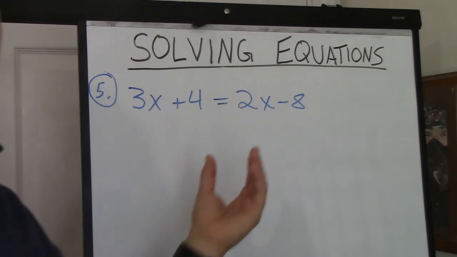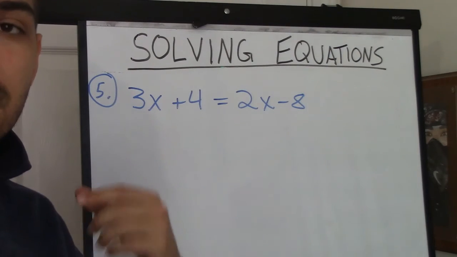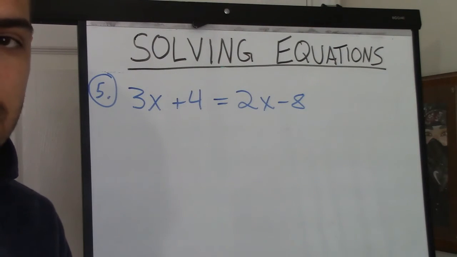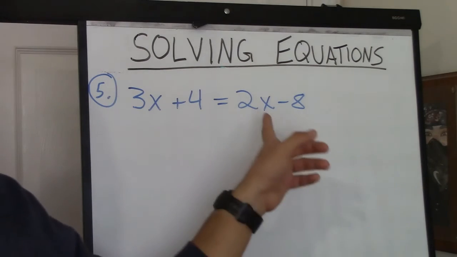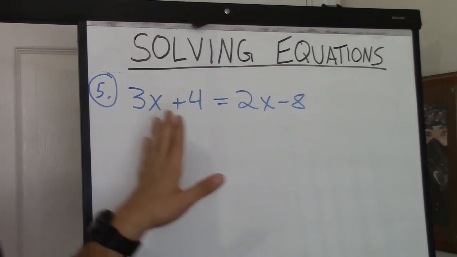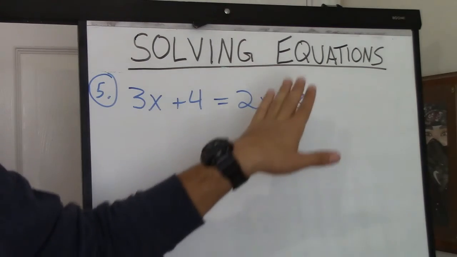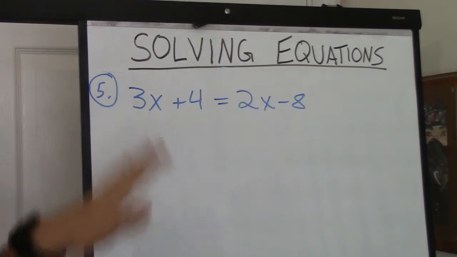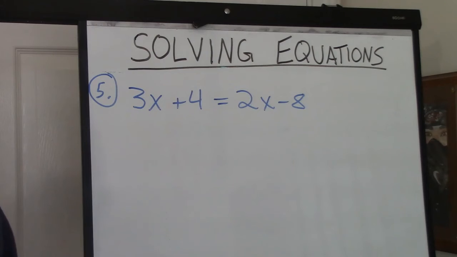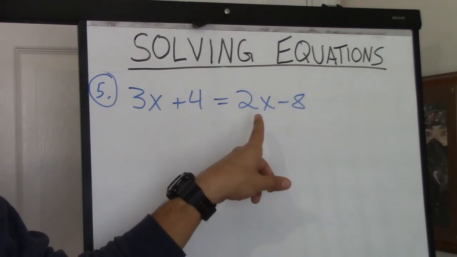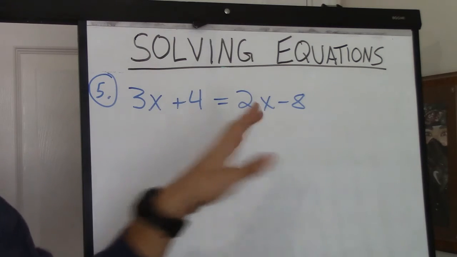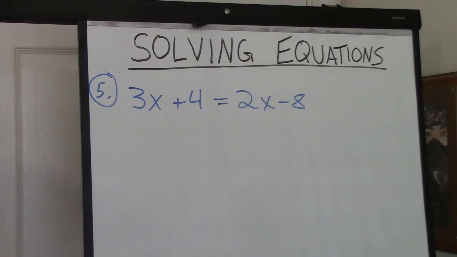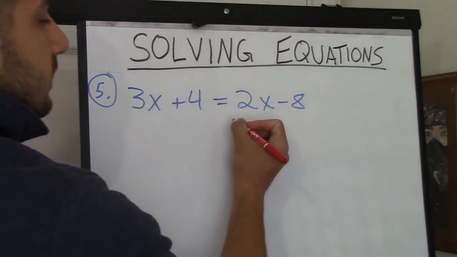And the only way you can move things from one side to the other is by using inverse operations. Now, keep this in mind that it does not matter which direction you go. You can move the 3x to the right, or you can move the 2x to the left. The best practice is to always move the smaller x, so the 2x is smaller than 3x. That way you stay positive. So in this example, I'm going to move the 2x.